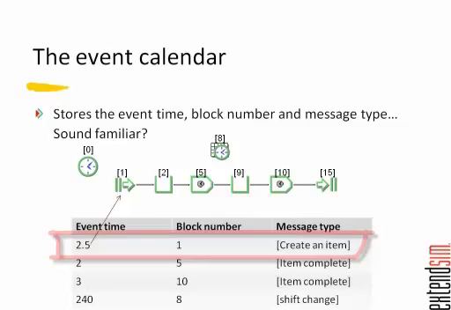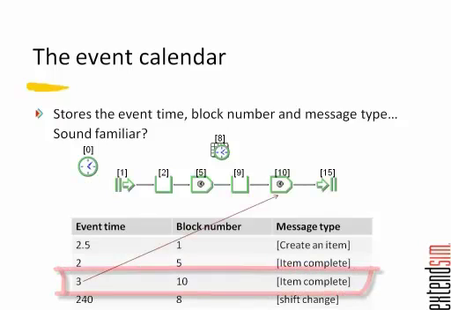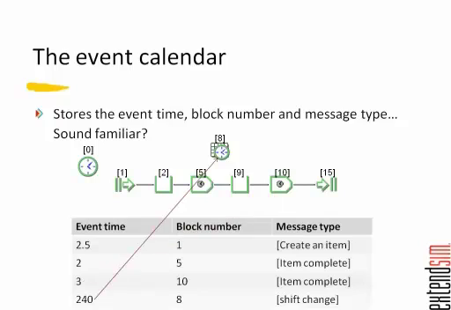At time 2.5, the create block is going to get a message to create an item. At time 3, another activity, number 10, will get a message that the item is complete. And at time 240, our shift block is going to get a shift change message. Now, in general, there are going to be other messages that occur between the current time, which is sometime before time 2, and 240, which is the shift change message.